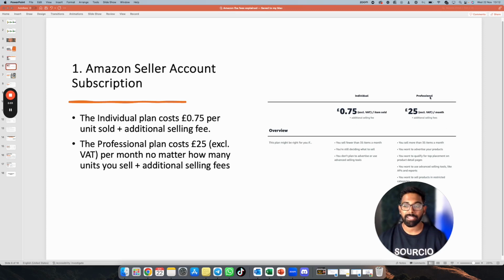So this is the actual amount that will come off your account balance on your Amazon account from whatever money you have. So if you have sold £100 worth of products and after the fees there is £75 left in your account, at the end of the month the £25 will be taken from that. But if you don't have any balance in your Amazon account, it will be taken from the card that you signed up with. So that's the first fee.